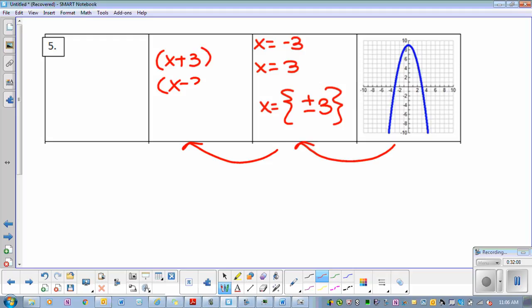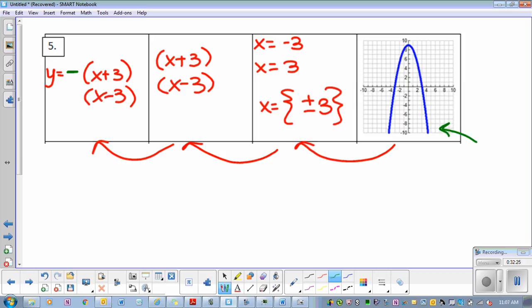And then your equation? X plus 3, x minus 3. Wait a minute. Look at your graph. Negative. Yes. Why do you need a negative? It flips. Good. Alright. Need a negative because I flipped, or it reflected. Right? No. You can do them separately.